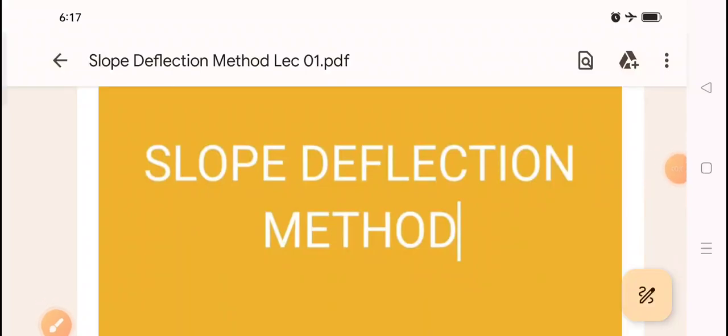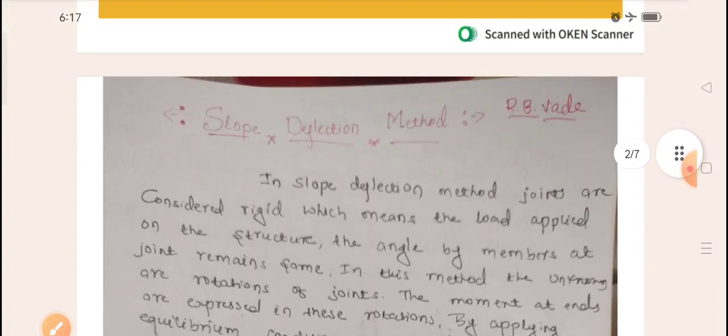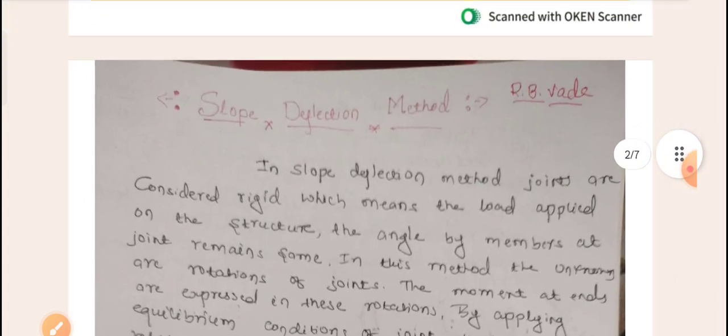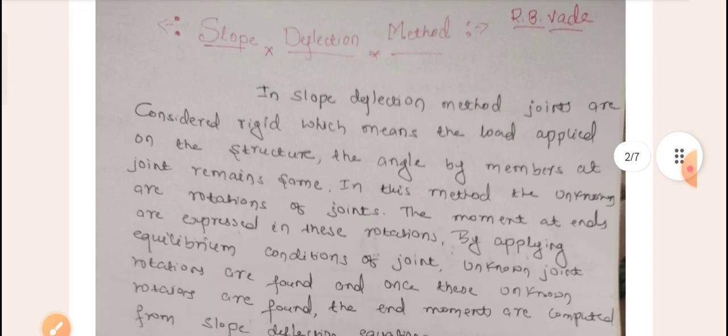Hello, my dear students. Today we will discuss the slope deflection method. Usually the slope deflection method is used to analyze continuous beam and frame structures. In today's lecture, we'll understand the basic concept of the slope deflection method, fixed end moments, and the procedure to solve the problems.